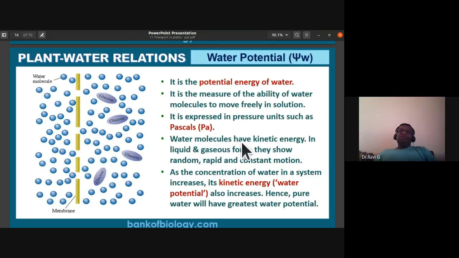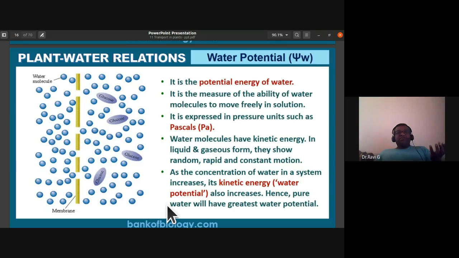So the water molecules also have kinetic energy and are in motion. Kinetic energy is more in liquid and gaseous form, as water molecules show random, rapid, and constant motion.